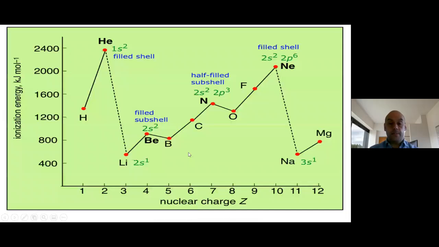So let's look at the pattern. You can see the 1s, so period 1, we've got period 2 here. Period 3 looks the same, okay? And I'm just going to briefly go through what the pattern is. So you'll notice as you go across a period, your ionisation energies increase. And you'll know this is because your nuclear charge is increasing. Okay, so your nuclear charge gets bigger and bigger, you get more and more protons.